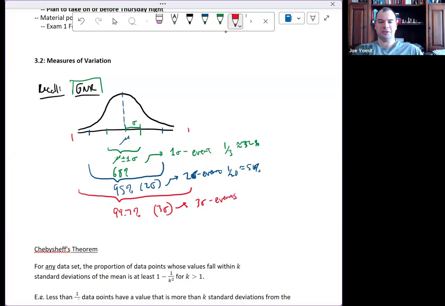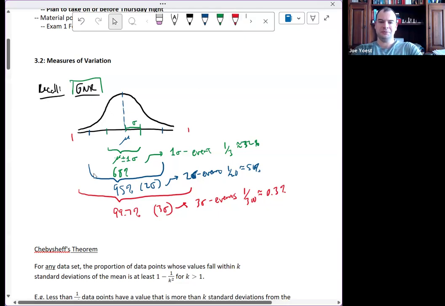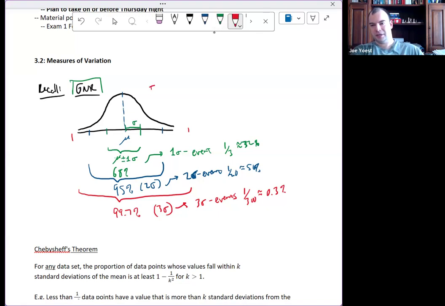And three sigma events should occur about 1 time out of every 300, or about 0.3% of the time. So that would be the proportion of data points whose values would be more than 3 standard deviations away from the mean. And the huge caveat here is if the data set is roughly bell-shaped. It's a very important caveat.